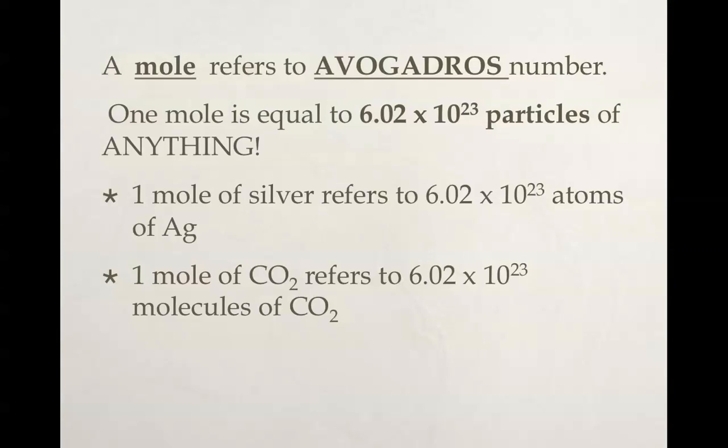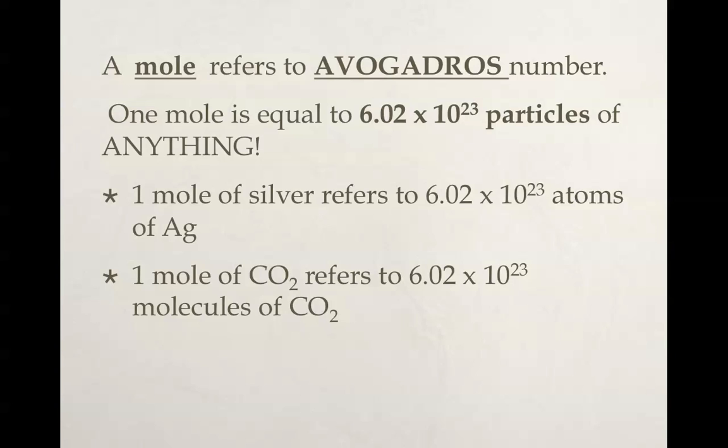A mole refers to Avogadro's number. So 1 mole is equal to 6.02 times 10 to the 23rd particles of anything. Just like 1 dozen equals 12 donuts or bagels, 1 mole represents this huge number of particles. So 1 mole of silver refers to 6.02 times 10 to the 23rd atoms of silver. 1 mole of carbon dioxide refers to 6.02 times 10 to the 23rd molecules of carbon dioxide.